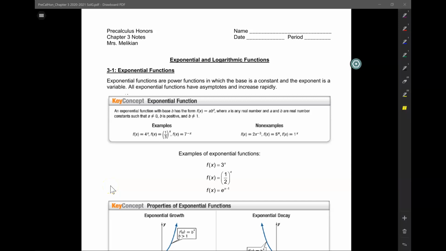Hey guys, we are starting exponential functions today. This is section 3.1. You should remember some of this from last year, but let's go through them anyway.